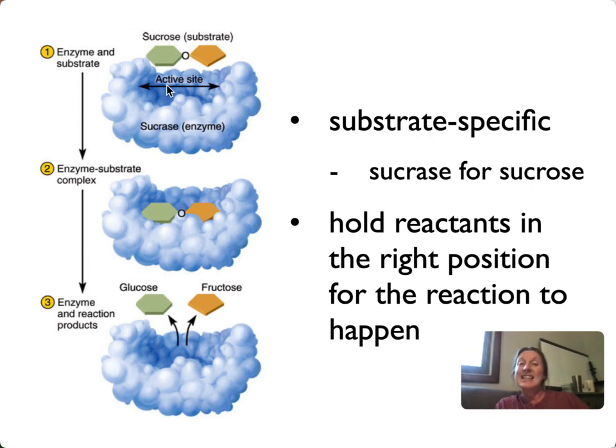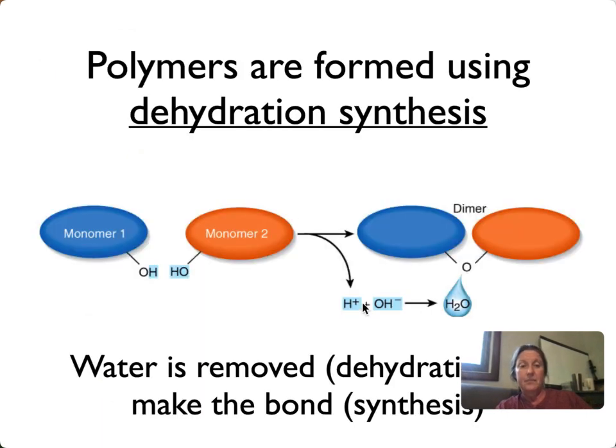And by the way, this naming is pretty consistent across biology. If you see ASE, that means that you've got an enzyme, and it usually has almost the same name as its substrate. So sucrase, sucrose. All right, so enzymes are very important in our cells because they massively speed up the rate of chemical reactions.